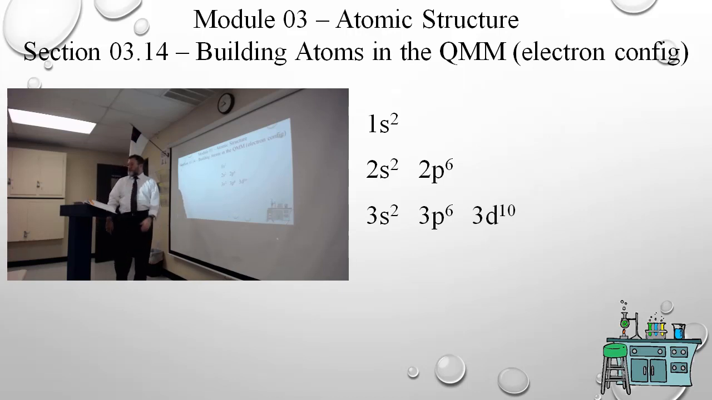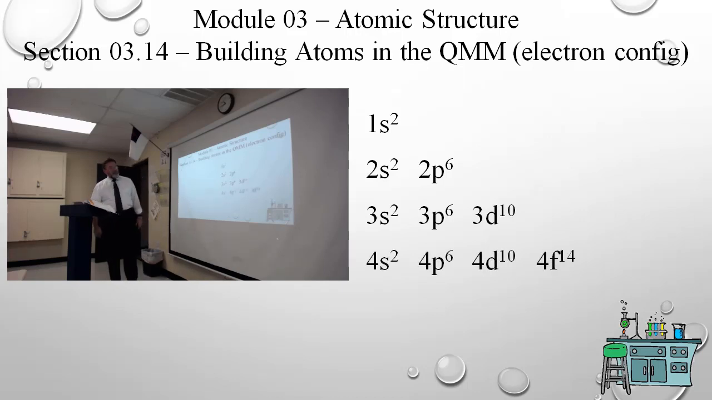Fourth energy level. Same structure, 4s, 4p, 4d. Now we add the f orbitals, the 4f. F can hold up to 14 electrons. There are 7 orbitals that can hold 14 electrons total. That's as high as we're going to go.